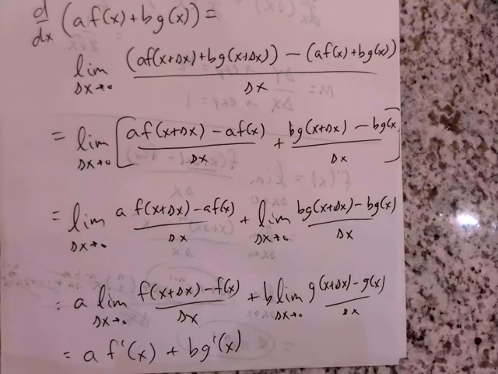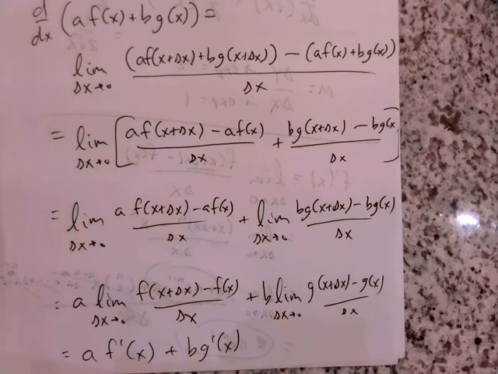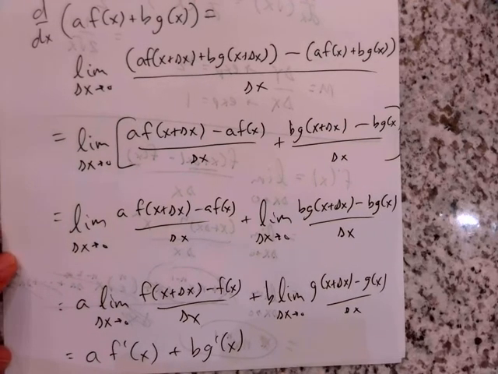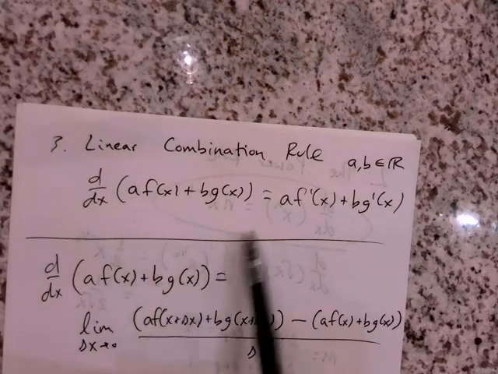A lot of proofs are kind of like this, just cleverly rearranging all of the terms until you get forms that you can write how you want to write them. Notice, by the way, that if b was 0, this just says that the derivative of a times f of x is a times f prime.